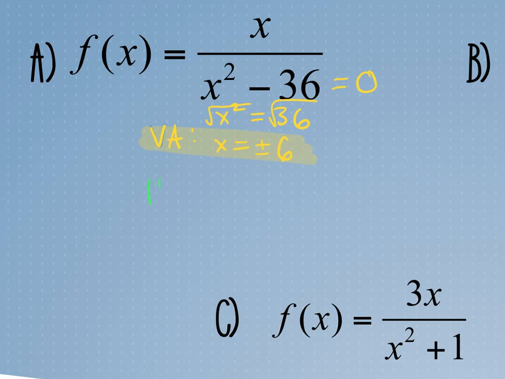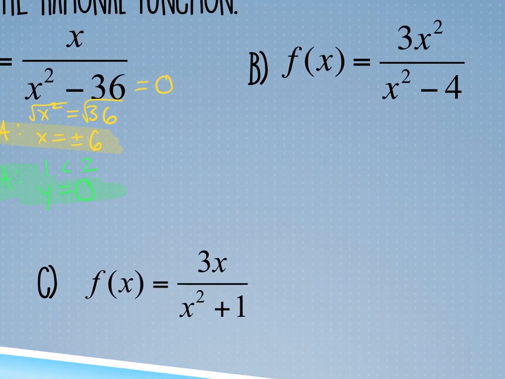What do we need to do to find our horizontal asymptote? Now you look at the degrees, which are 1 and 2. So 1 is less than 2, so our horizontal asymptote is y is equal to 0. Perfect. Any questions on that one?